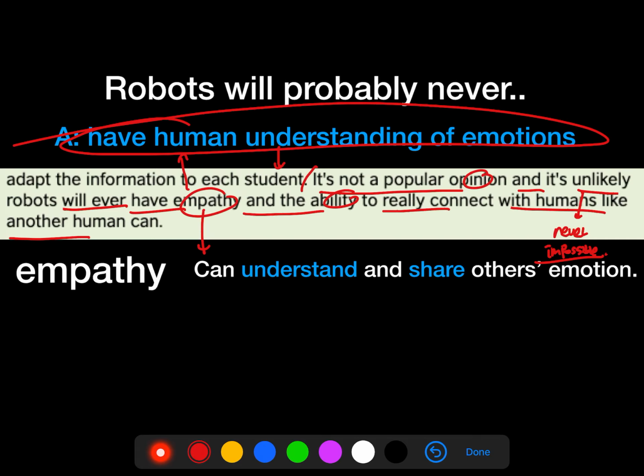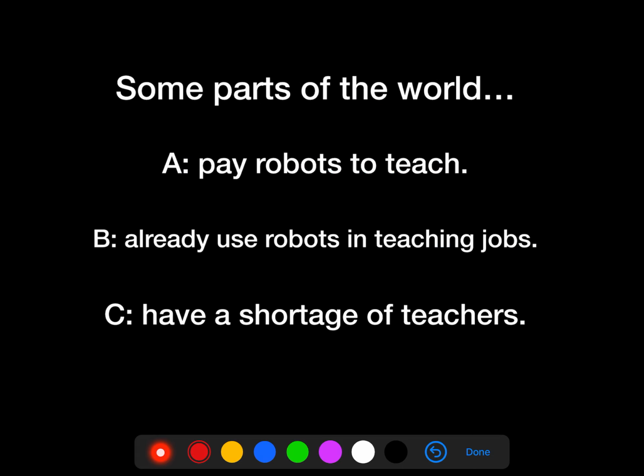So empathy, in a dictionary, it tells you that a person with empathy can understand and share others' emotions. So you are being really considerate. You're being really kind, because you understand emotions. Humans can, but robots, they said, will probably never learn that. Okay, very good. Now let's move on to the next one.